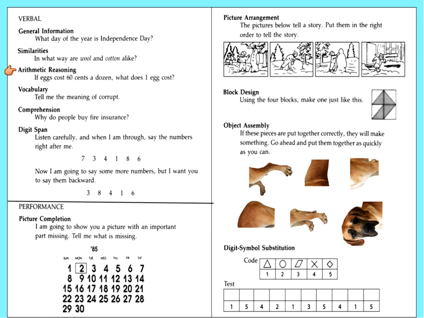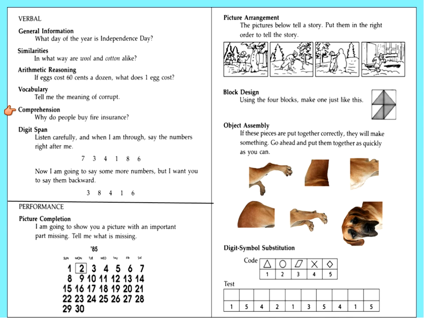Arithmetic reasoning. Some of these are timed. The more quickly you get done the item, correctly, obviously, the more points you get. If eggs cost 60 cents a dozen, what does 1 egg cost? So we don't give you a piece of paper with a bunch of math problems. We actually do the arithmetic verbally. So you've got to know 60 cents. You got to know a dozen is 12. You got to be able to divide 60 by 12 and come up with 5 cents. And again, the more quickly you do that, the more points you're going to get.